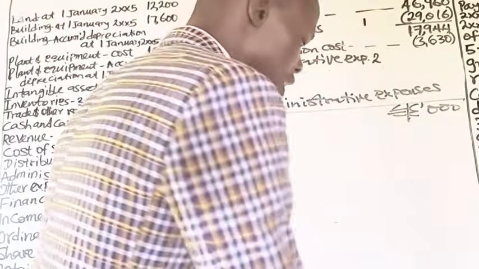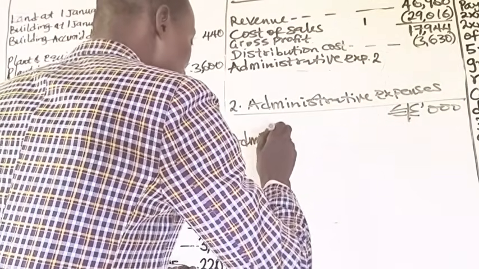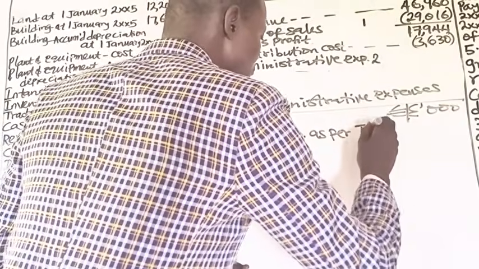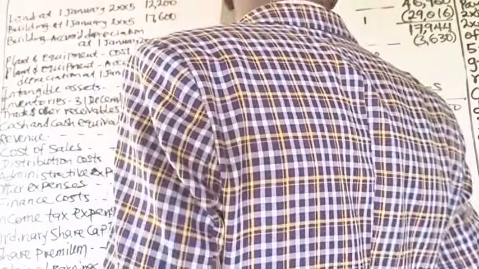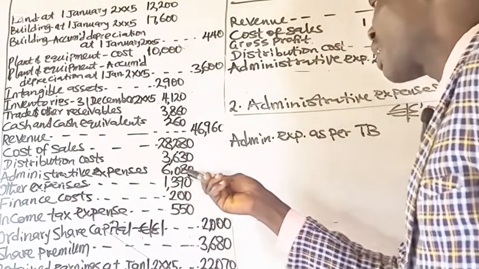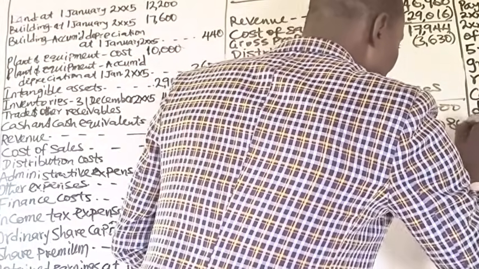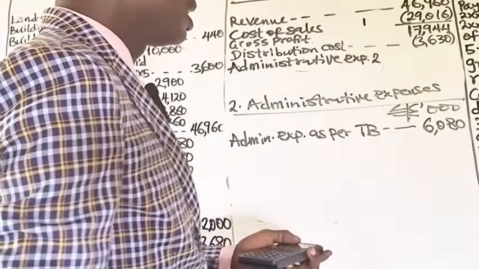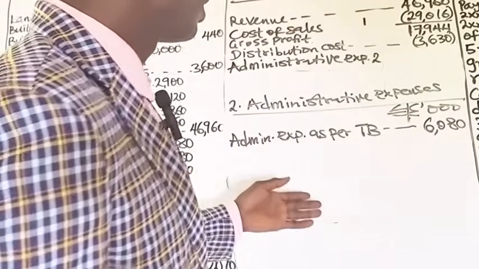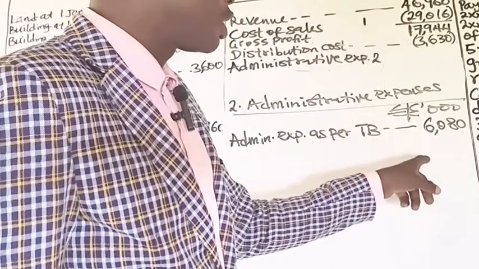So the starting point is the administrative expenses, admin expense as per trial balance. Now, in the trial balance, we have administrative expenses of 6,080. Let's go through the outstanding items in order to ascertain which of the items in the note have a bearing on the administrative expense.